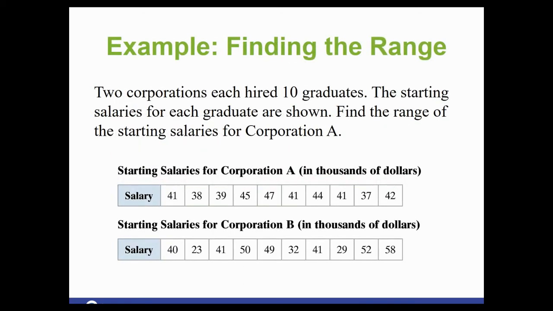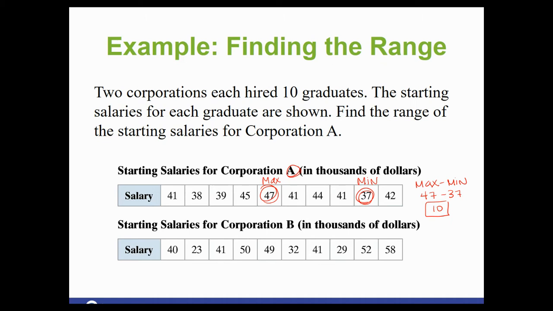So here's our first example. Two corporations each hired 10 graduates. The starting salaries for each graduate are shown. Find the range of starting salaries for Corporation A. So this first set is Corporation A. We're trying to find the smallest number, our minimum. So 37 looks like our minimum. And then we also need to find our largest value, which I think is this 47 max. So to find the range, it is just max minus min. So 47 minus 37, our range is 10.